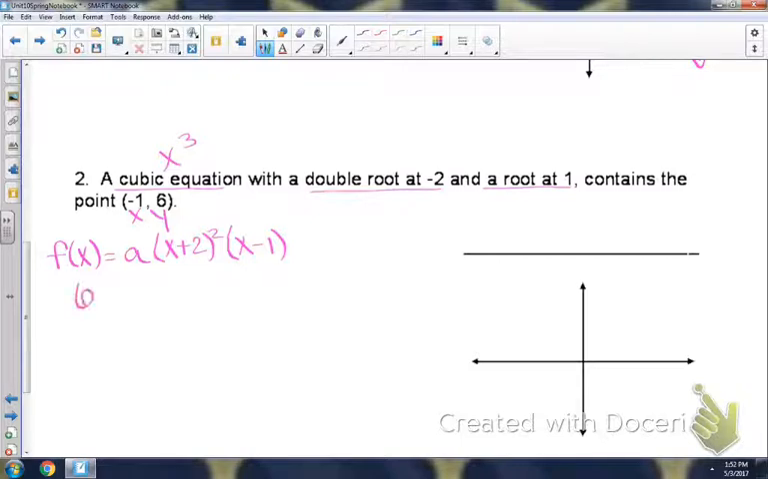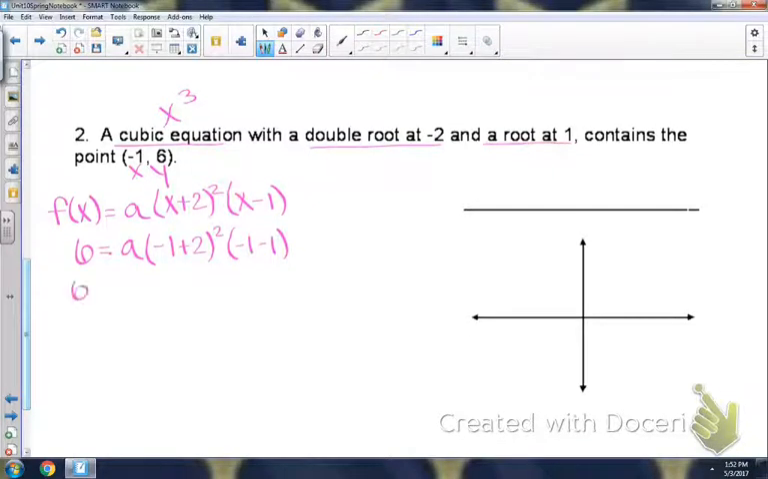So I'm going to have 6 equals a. And then we have -1 plus 2 squared, and -1 minus 1. So 6 equals a. Inside parentheses here, we end up with a 1, but we have to square it, so that's 1. And then we have -2.